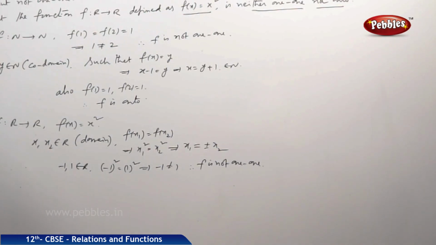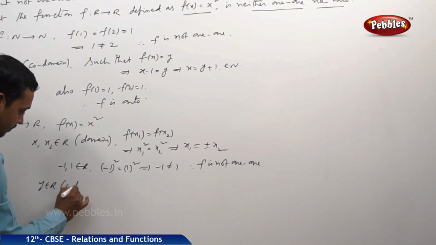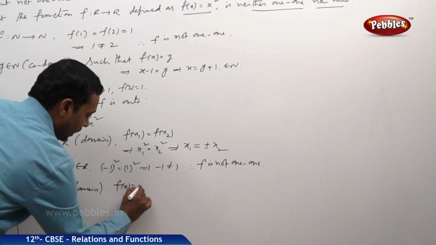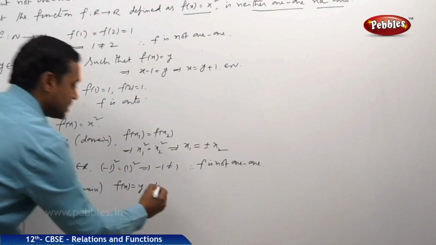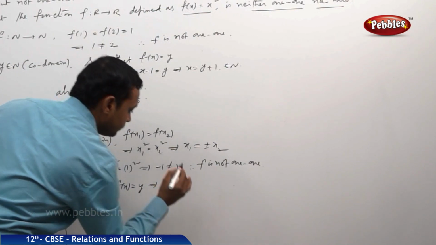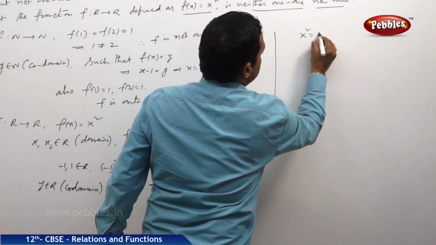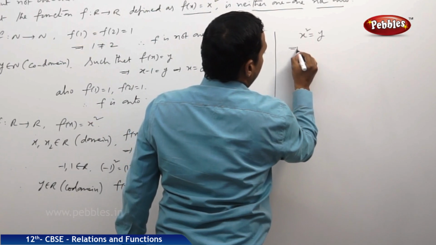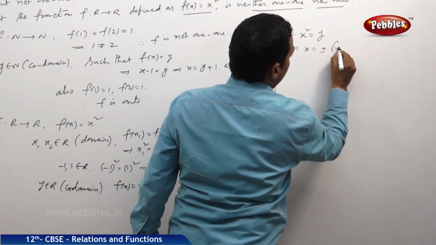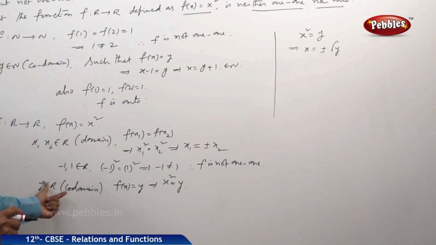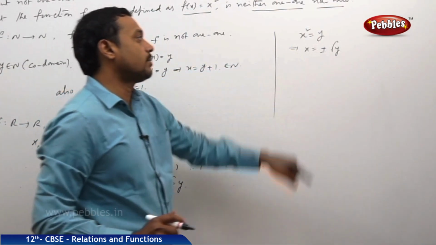Now, is it onto? Now, let us see. For some y belongs to R, the codomain, such that f of x is equal to y. That implies f of x means x square, so x square is equal to y. Now, x square is equal to y means x is equal to plus or minus root y. Now, look there. y is any real number in the codomain such that x is equal to plus or minus root y.